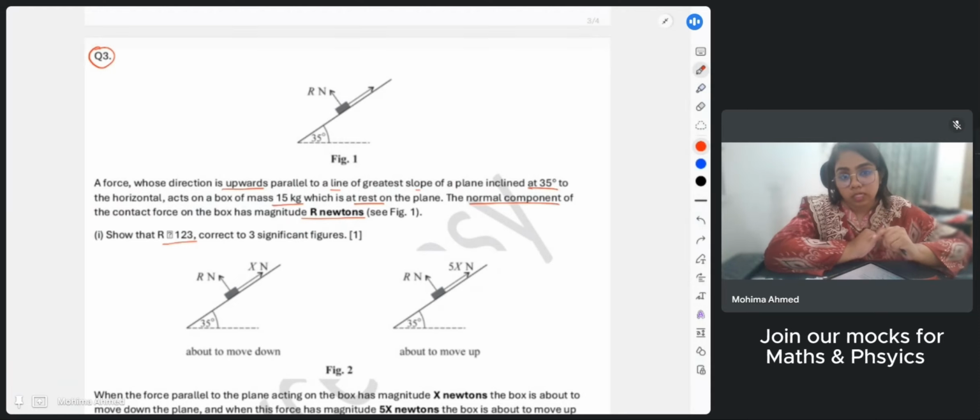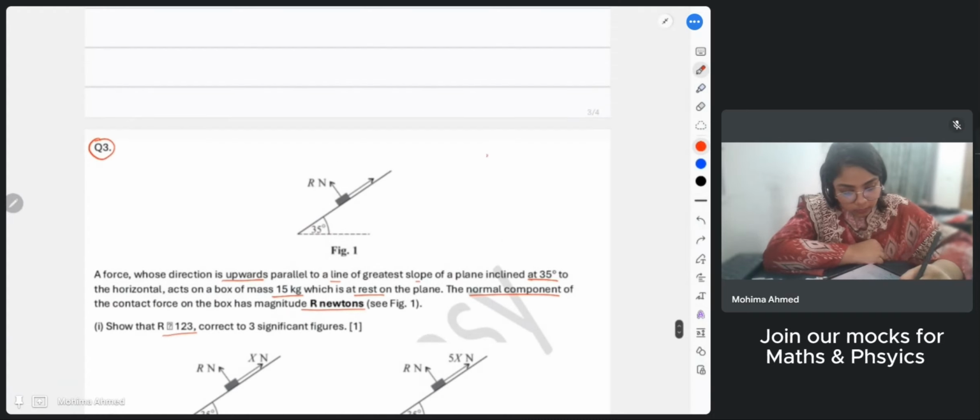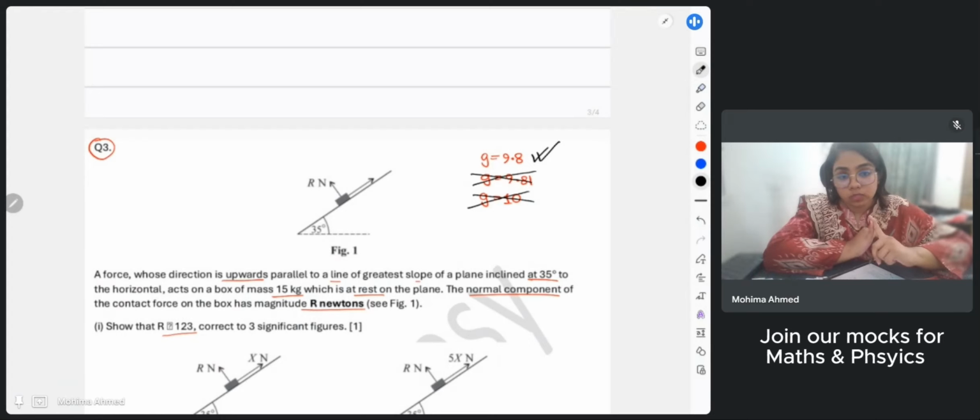Okay, so let me just write it down over here. This is wrong. This is also wrong. Only this one is correct. The value for g is always supposed to be 9.8, not 9.81 or 10.